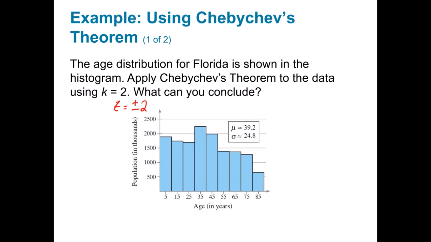Which also gives you your percentage, right? So what percentage do we know? So we know at least 75%, right? Because we know k is 2 or z is positive and negative 2.